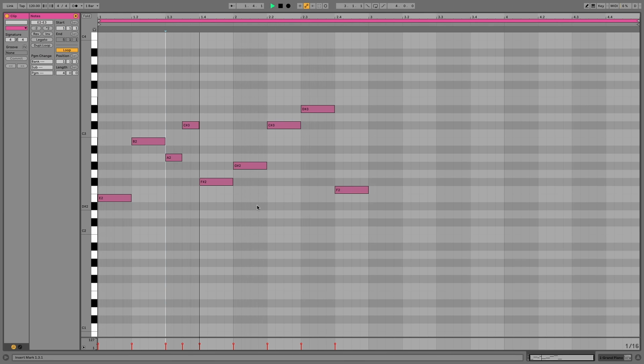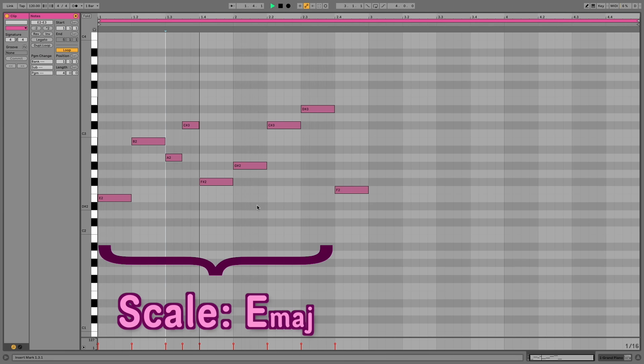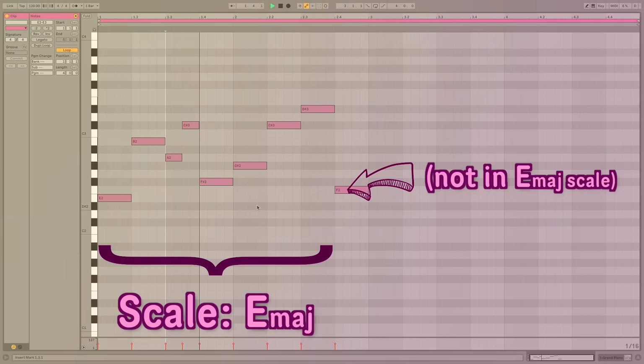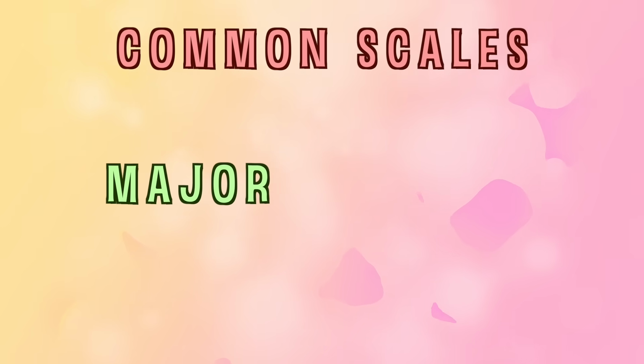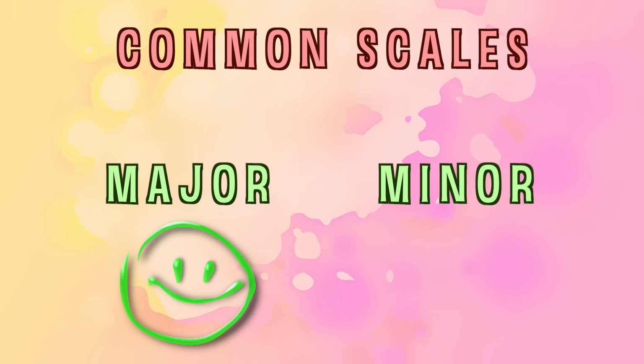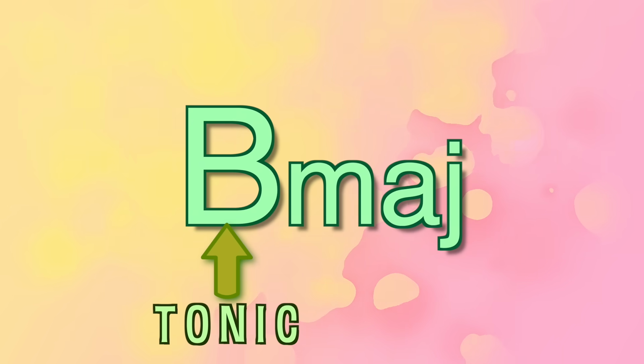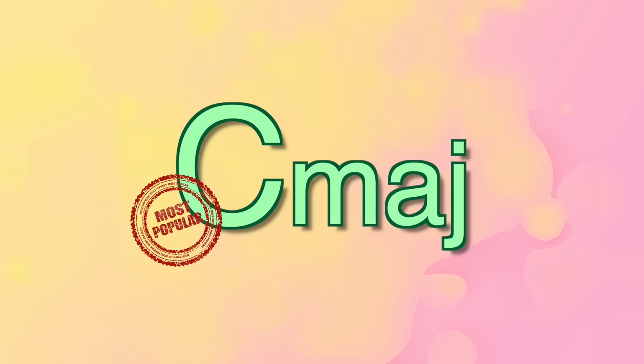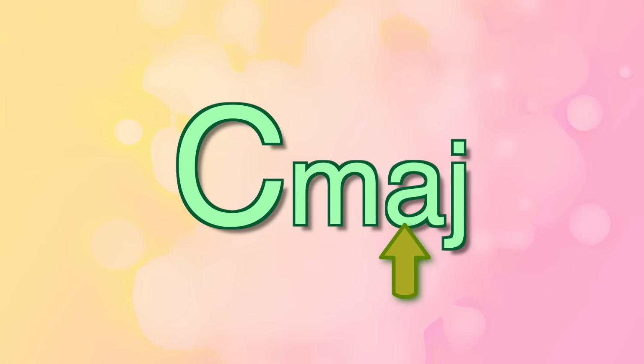This is because it's not in the same scale as the other notes and therefore is considered off-key. The 2 most common types of scales are major and minor. Major scales generally sound happy, while minor scales sound sad. A scale has a root note, which it's named after. For example, C major, arguably the most popular scale, is a major scale starting at C.